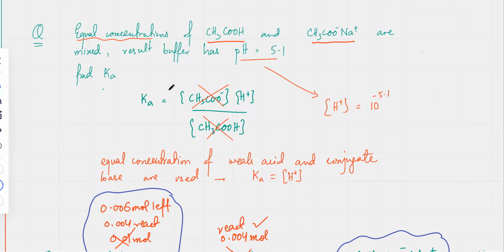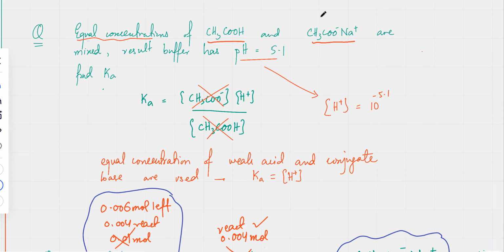We're going to follow this up, on the same topic of buffers and weak acids. You now have to draw pH curves, which we will discuss in the next class.